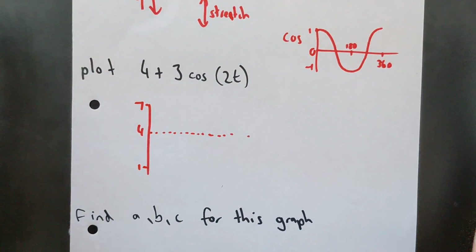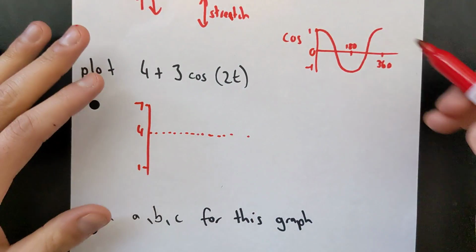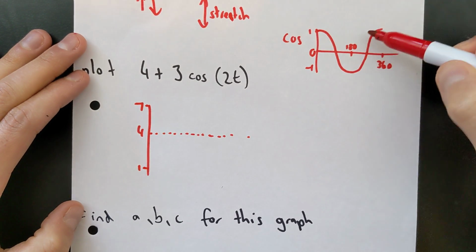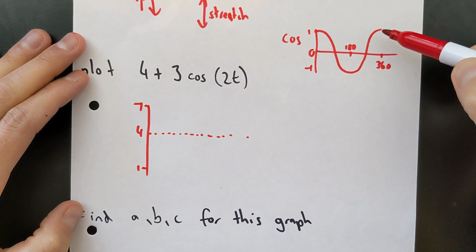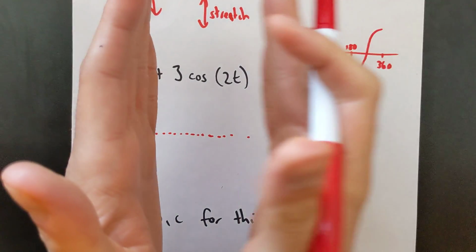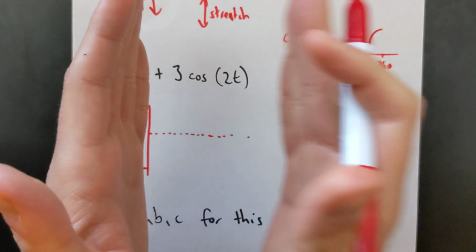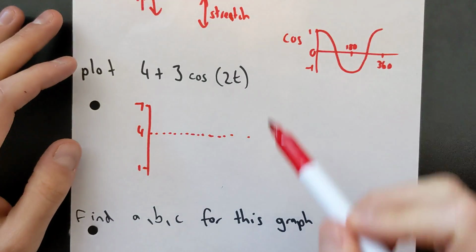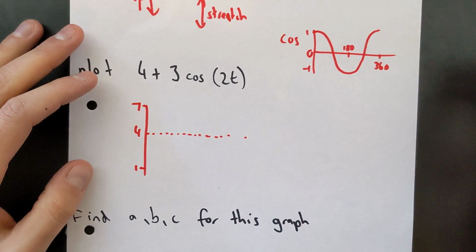And here the 2t is going to be a squish. So instead of it doing a full rotation in 360, it's going to take 180. It's going to squish it in. It's going to do that in 180. So it will do 2 full sets of that in the 360.